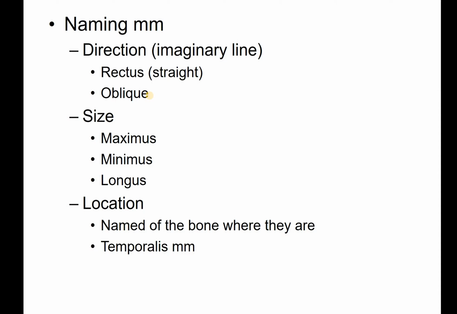And muscles are also named after location. So some muscles are named after the bones that they are near or on, like the temporalis muscle. The temporal bone is a cranial bone. And there's a muscle that attaches on it that goes down to the jaw, called the temporalis muscle, named after a bony location.